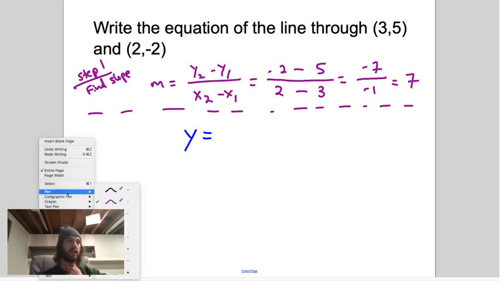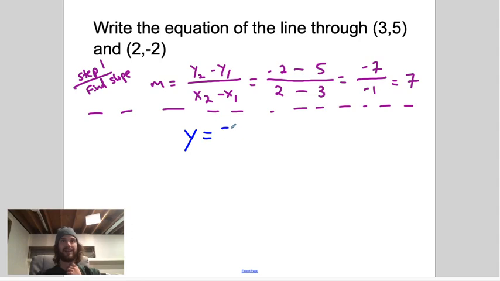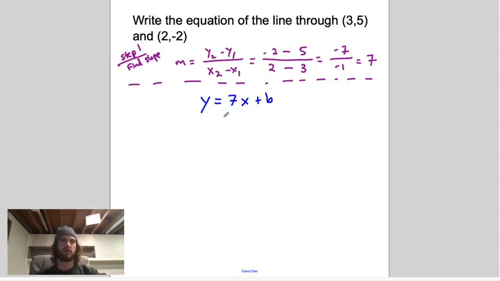We can plug in to our equation. It's going to be y equals 7x plus b. Oh, but wait. We have 2 points now. Which one do I grab? Or does it matter? Well, why don't we do both and see if we get the same answer? Okay, so I'm going to use point 1. What if we plug in point 1? We plug in point 1, we get, sorry, that's point 2.